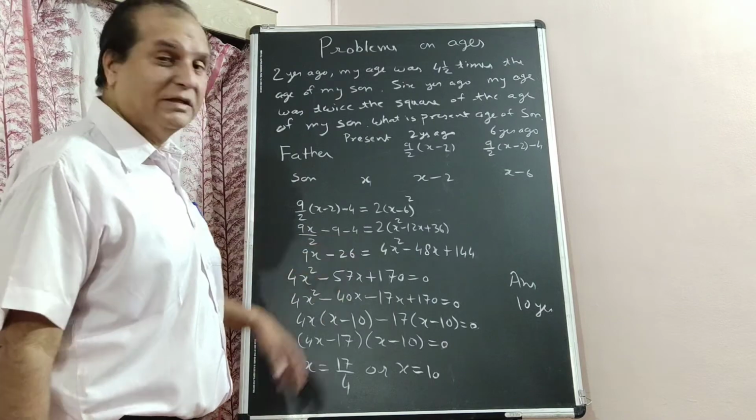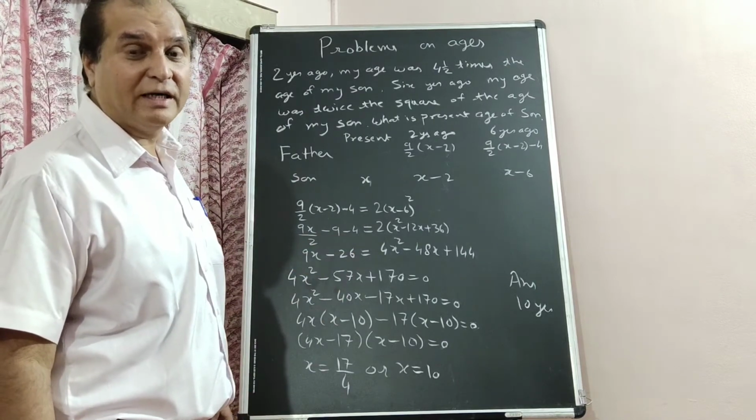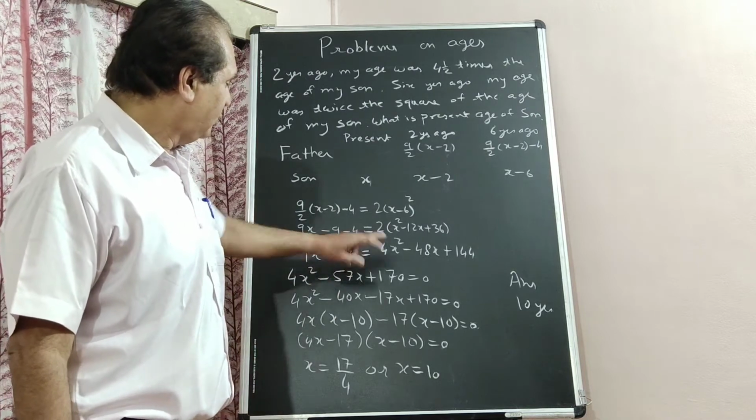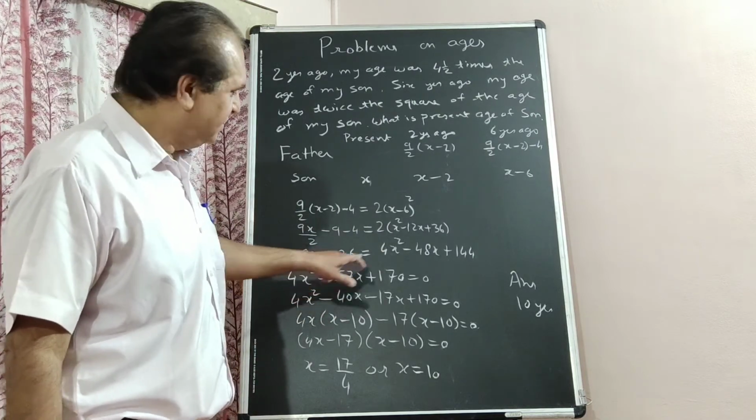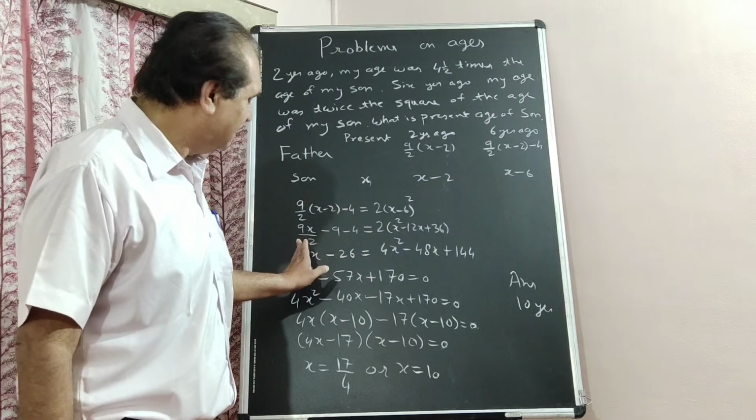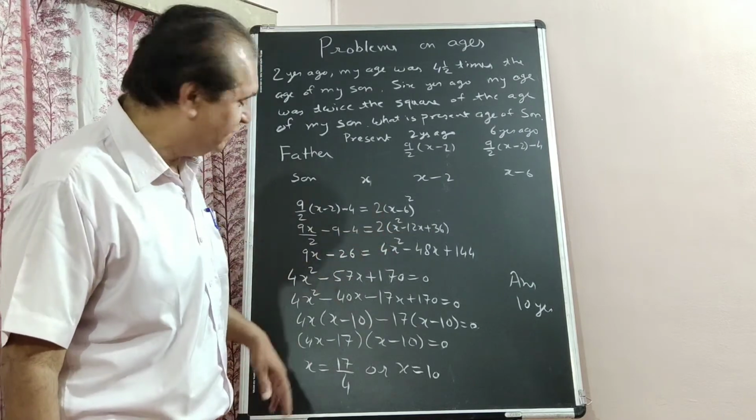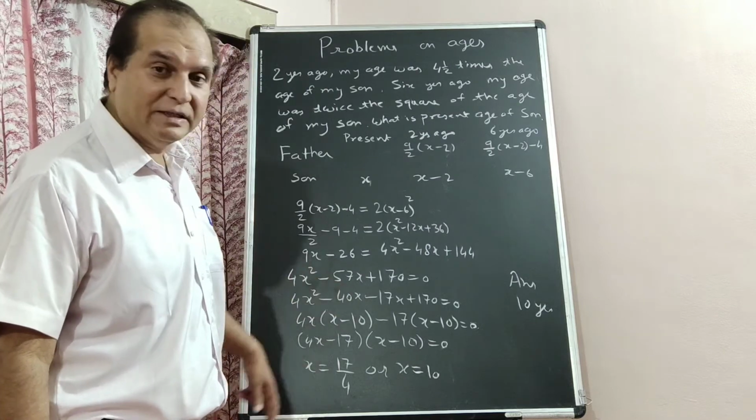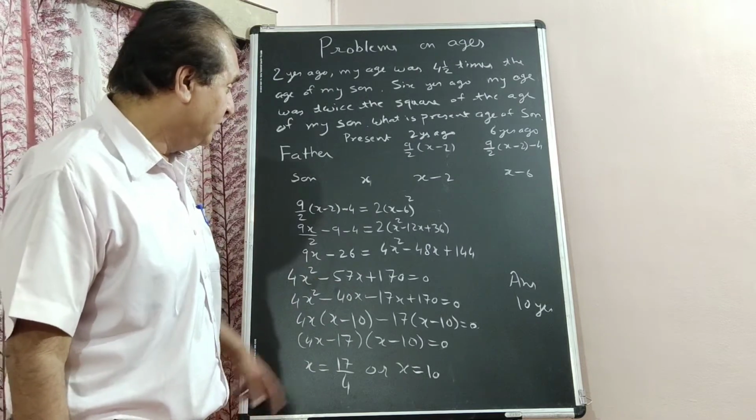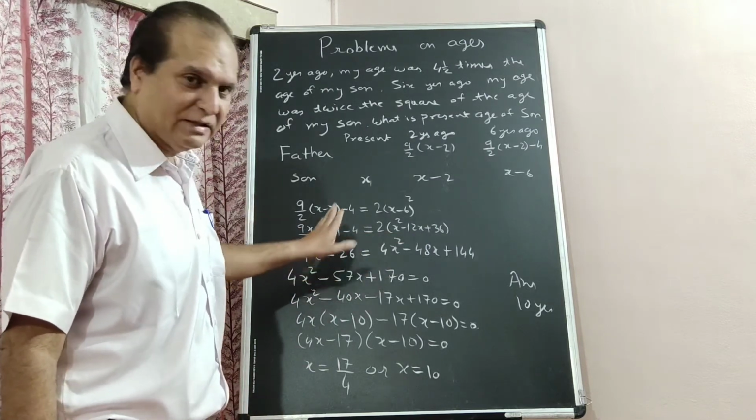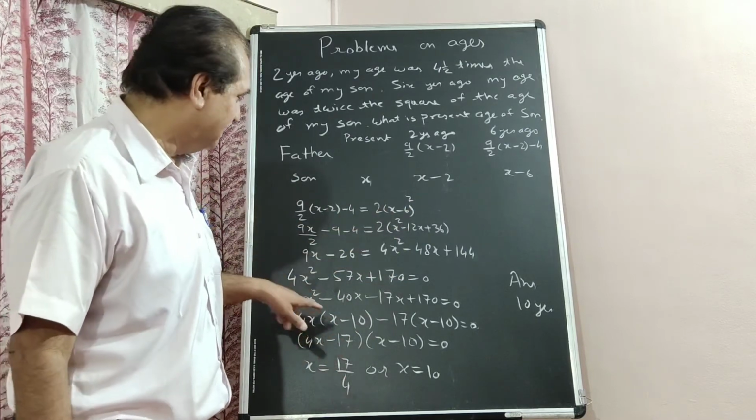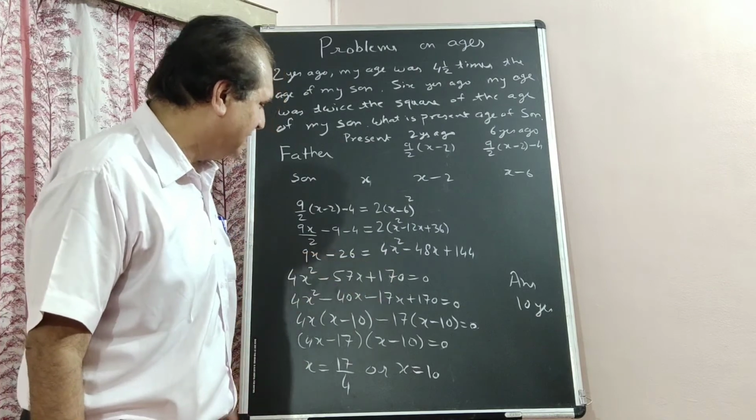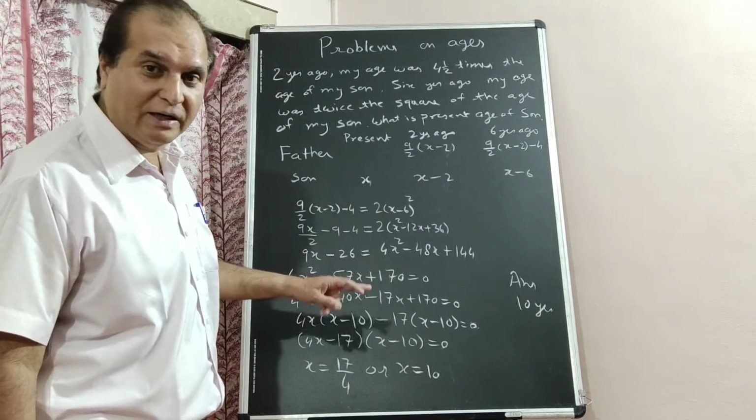Okay, this has become a quadratic equation. So you have to factorize that. 4x square I am writing first. Minus 48x, 9x shifting that side, minus 9x. So 48 minus 9 becomes minus 57x. Get it? 144 minus 26 shifting that side becomes plus 26. 144 plus 26 is 170. This is just a quadratic.